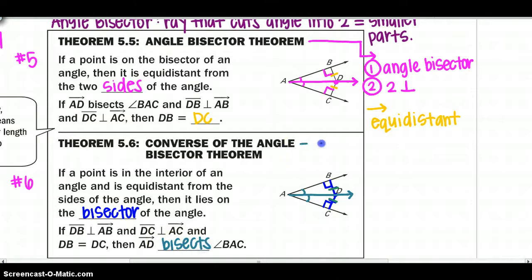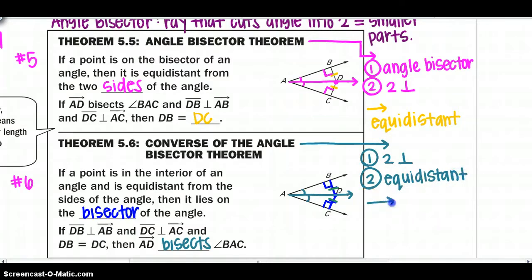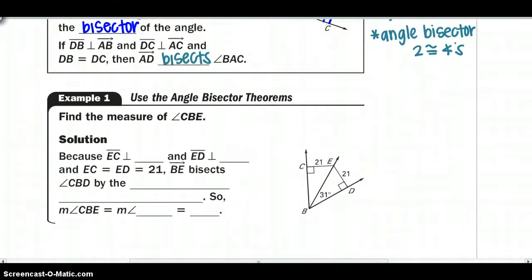So again, an overview of what this really tells me to look for. One, I'm looking for two perpendicular segments. Two, I'm looking for them to be equidistant from the angle. Then I can say that I have an angle bisector that makes two congruent angles. Alright, remember, if you need to stop and rewrite or re-listen to any of this, you can always do that.